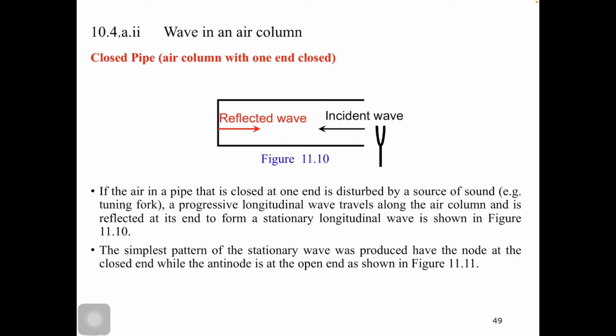Okay, then next one kita ada wave in the air column. Basically it's a closed pipe lah. Dulu saya pernah confuse, closed pipe ni dua tertutup ke? Tapi tak, satu je yang tertutup. Okay, air column with one end closed.